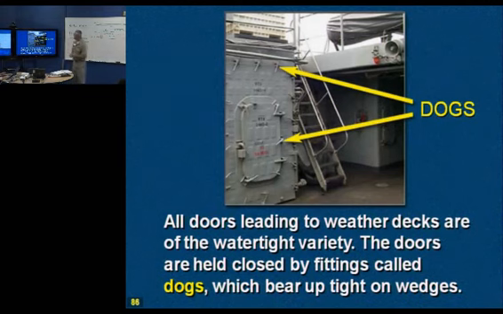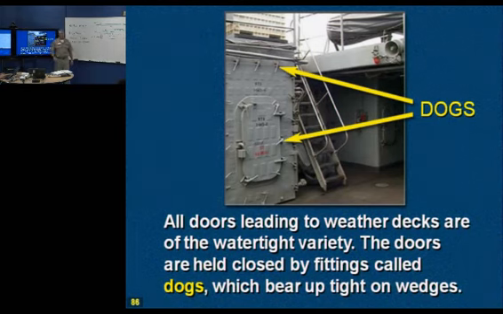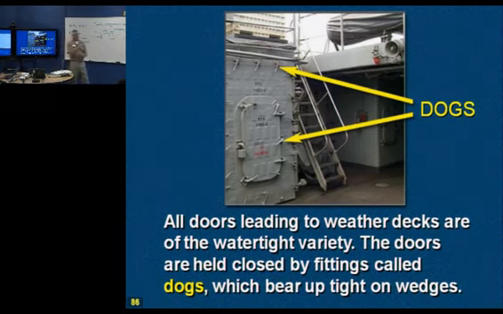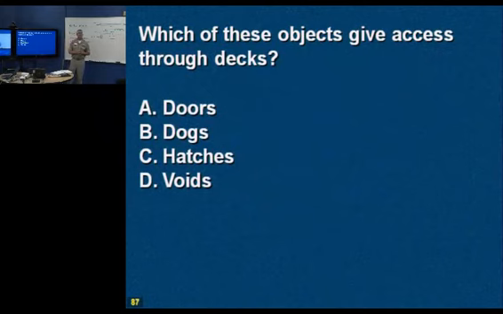Okay? The doors are held closed by fittings called dogs. These are all dogs. Okay? And then somewhere near the door, there's a wrench. The Navy calls it a wrench. It's a dogging wrench. It's really a pipe. And that's how you move these. You slip the pipe on there and you tighten it down. Which of these objects give access through decks? Hatches, you are correct.